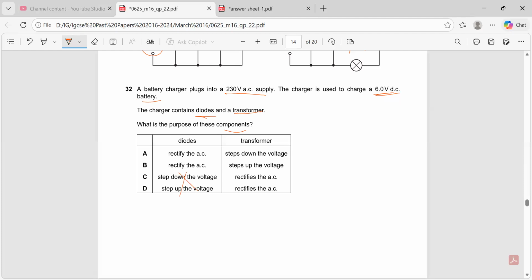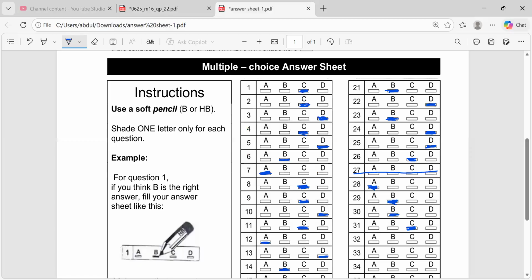So C and D are wrong. Answer can be A or B. No, this is step down or step up. Not step up, it is a step down transformer. The reason for that, the voltage is decreased from 230 to 6. So 32 is A.